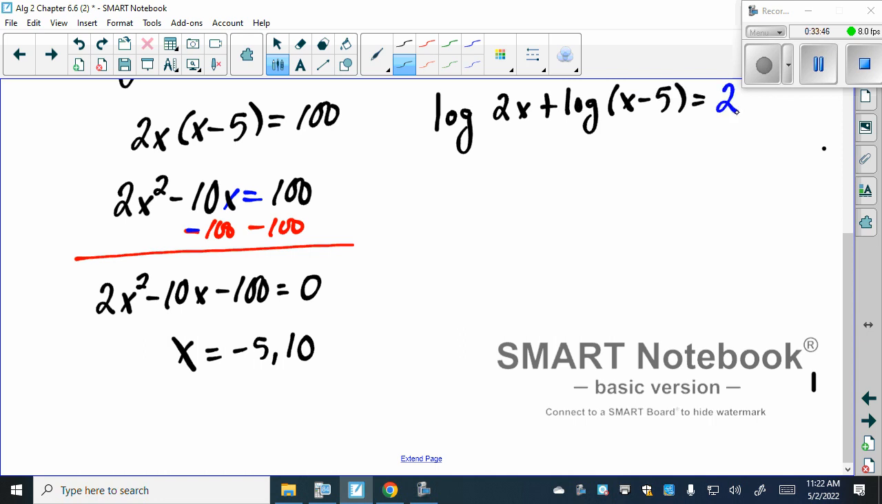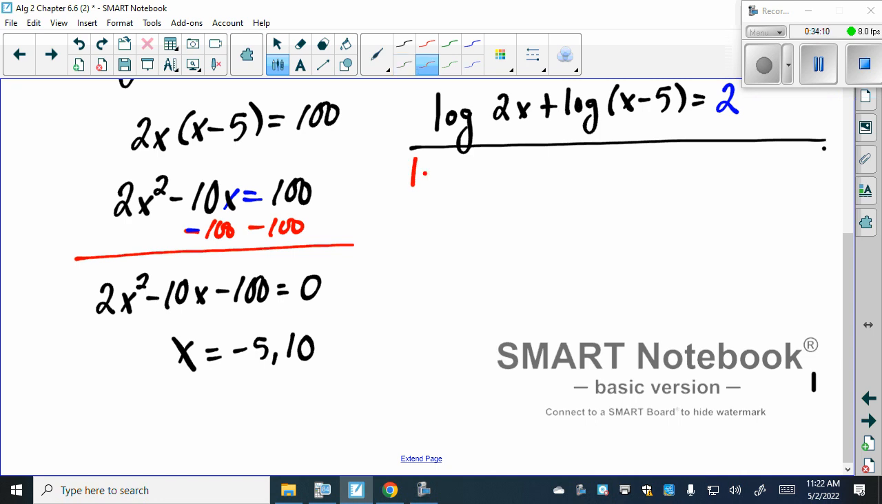But our original equation was log of 2x plus log of x minus 5, yes? Now again, what's inside the logarithms cannot be 0 or negative. And whenever we check this, we always check it with the original problem, nothing that we applied to it. So log of 2x times x minus 5, we've applied a property to it. We're looking back at this one here.